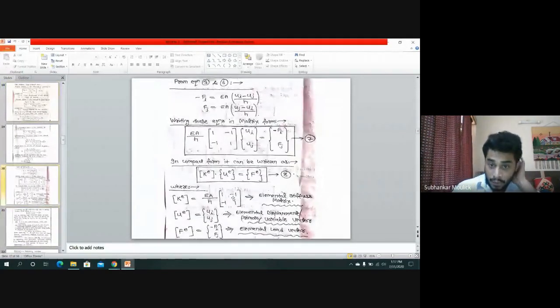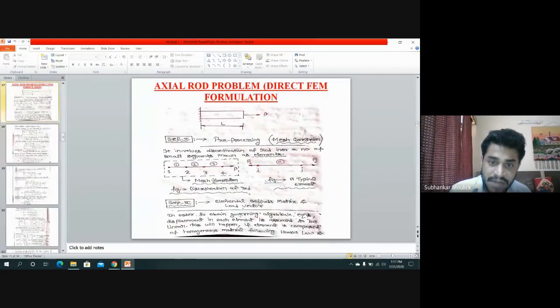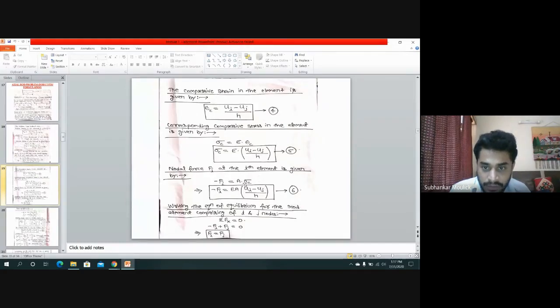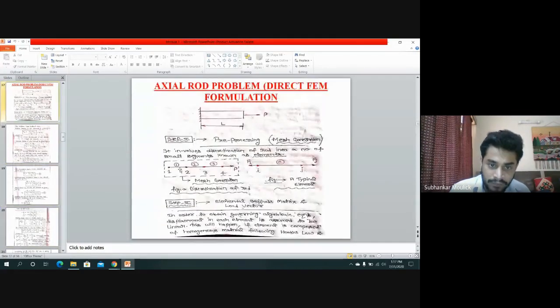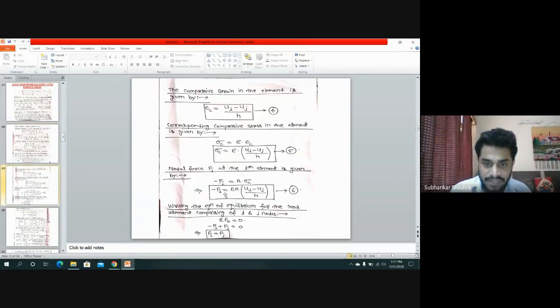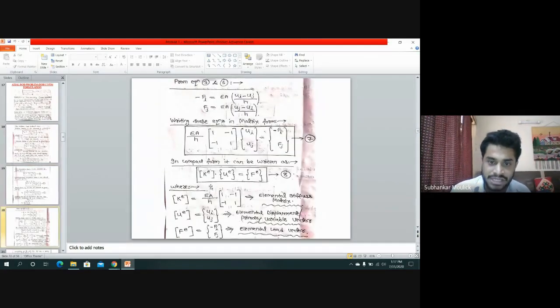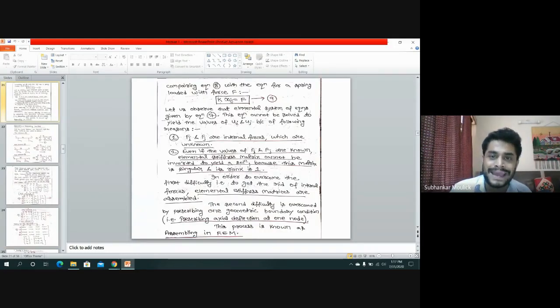Okay, next step. Now what is my aim? My aim is to write this equation, equation number 8, for each and every element. In my question, there are a total of 3 elements. So I have to write equation number 8 for element number 1 separately, for element number 2 separately, for element number 3 separately, and then in the next step we will assemble all those elemental equations. Fine. Now if you see this expression, equation number 8, K into U is equal to F, it is nothing but of the form Kx equal to F.